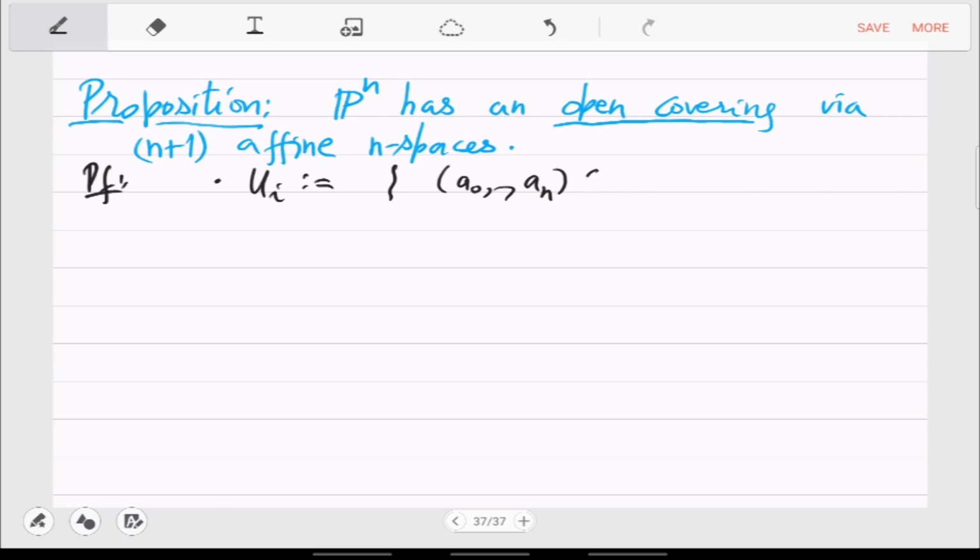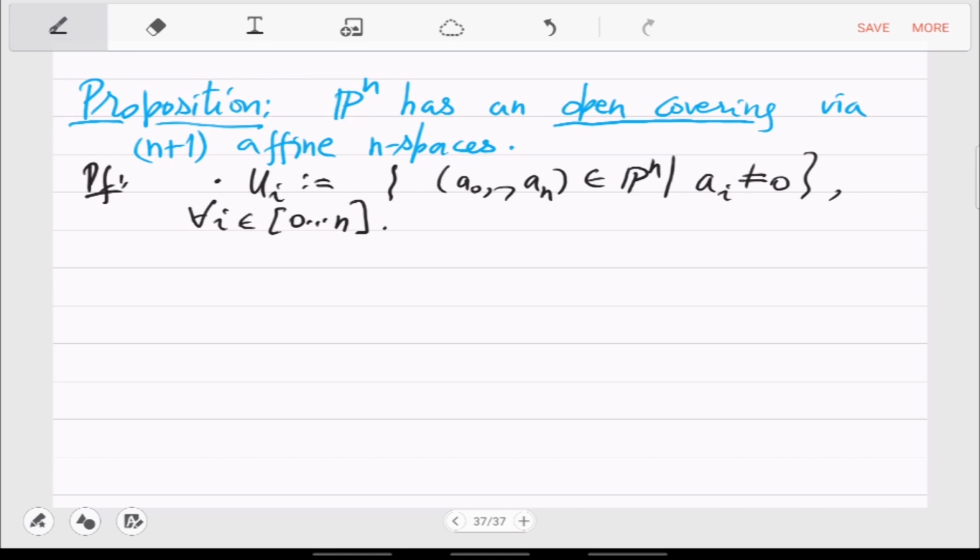A0 to AN such that AI is not equal to 0. And this you do for all I. Okay, so I have defined U0, U1 dot dot UN, where for a particular I just say that AI is not equal to 0.